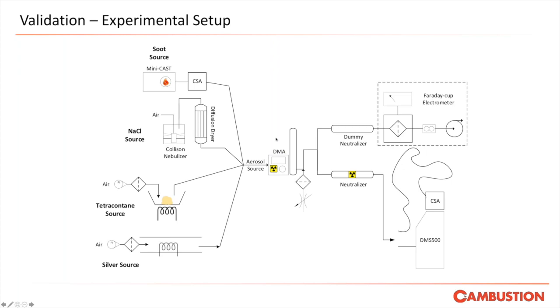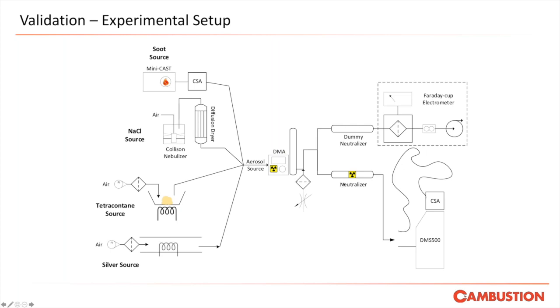In the middle, we have a particle selection mechanism, and this is a differential mobility analyzer which selects particles by their size. So you can enter a certain size in nanometers and it will select sizes over a narrow range of any of these aerosols. We then split the flow out of that into a Faraday cup electrometer. Now, a Faraday cup electrometer is a primary standard for particle number. In fact, it's what is used to calibrate condensation particle counters. So we go straight to this comparing particle number.